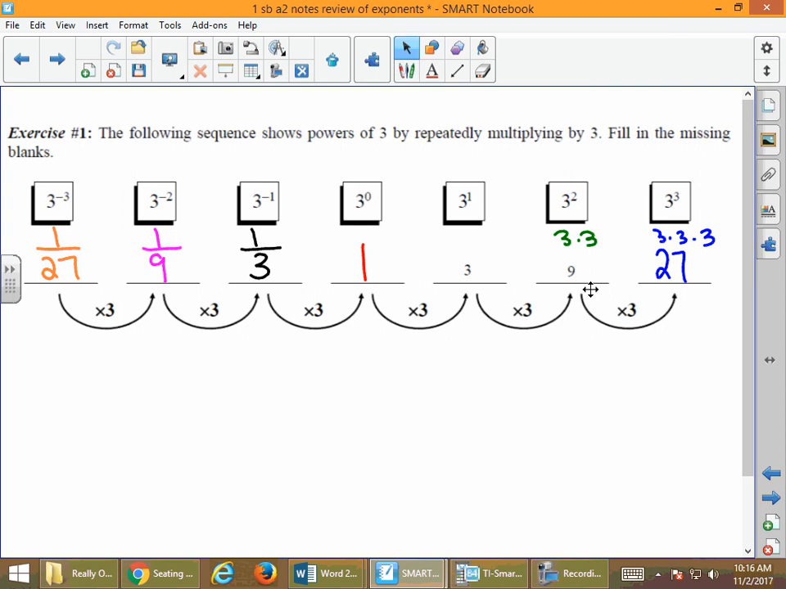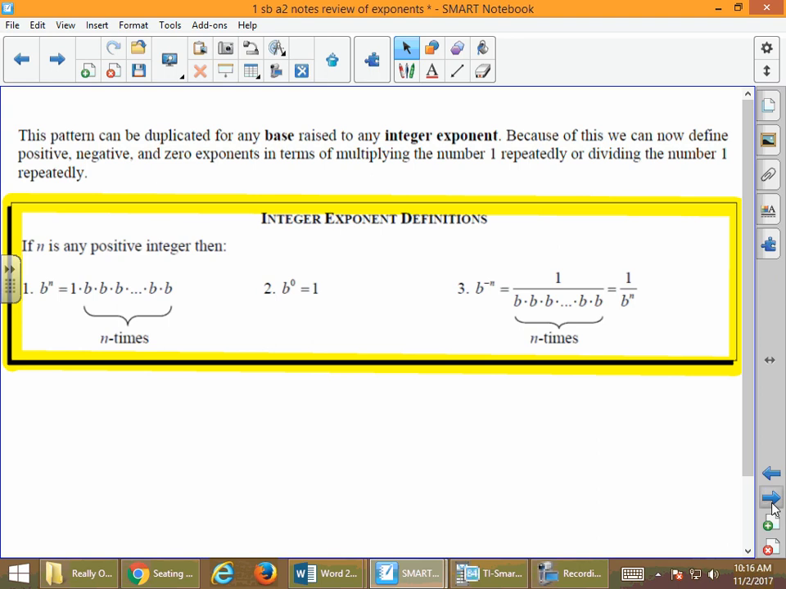What we need to take a closer look at, in terms of refreshing our memories, are these rules that I highlighted. This pattern can be duplicated for any base raised to an integer exponent. So that means a positive number, a negative number, 0, no fractions, no decimals. In terms of our definitions, if we have b to the nth power, it just means b times itself n times.